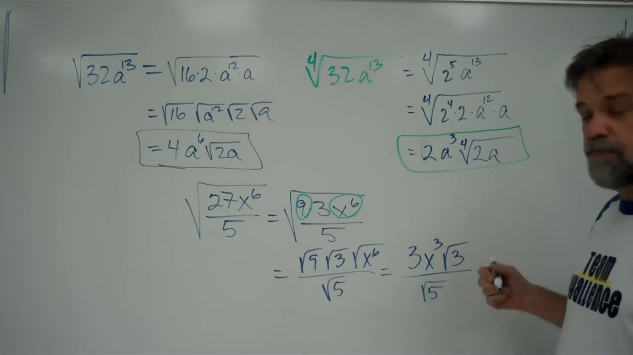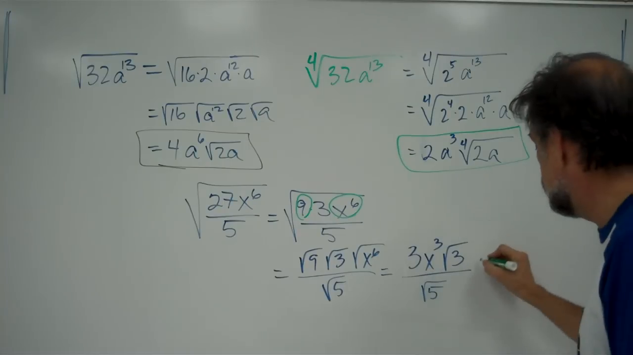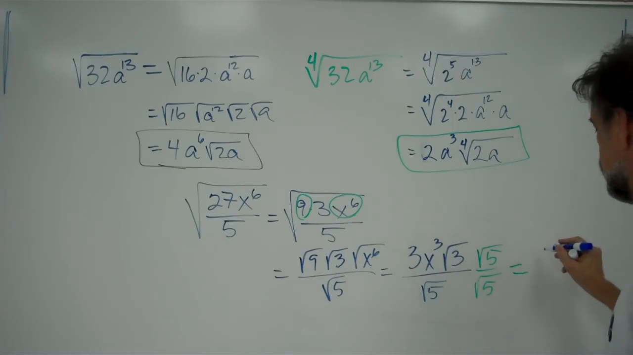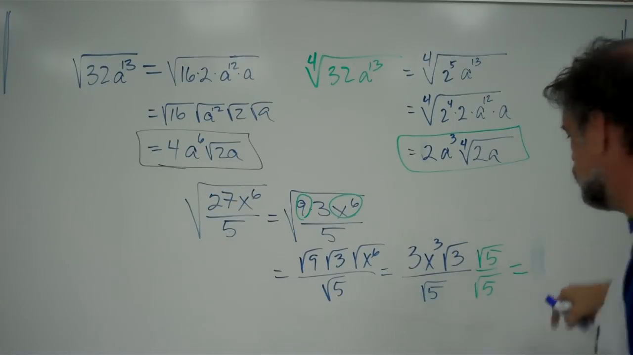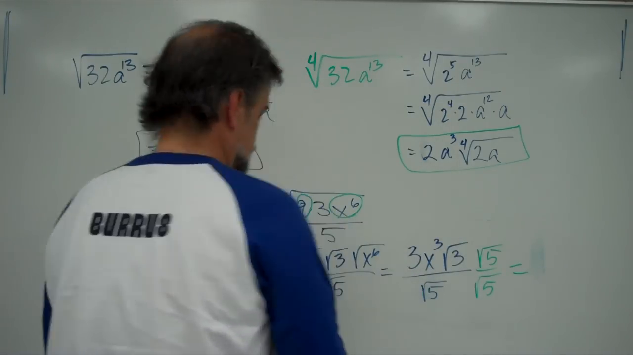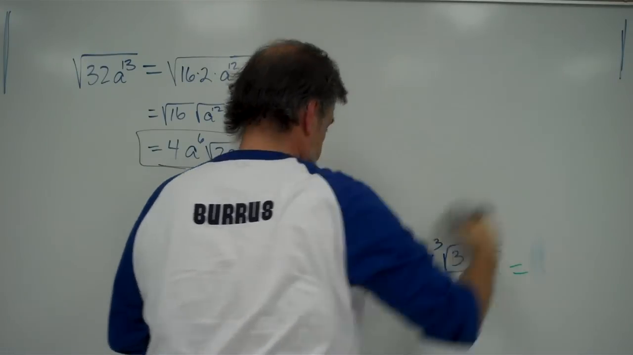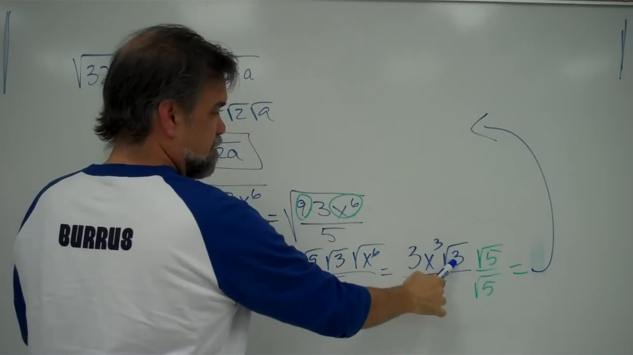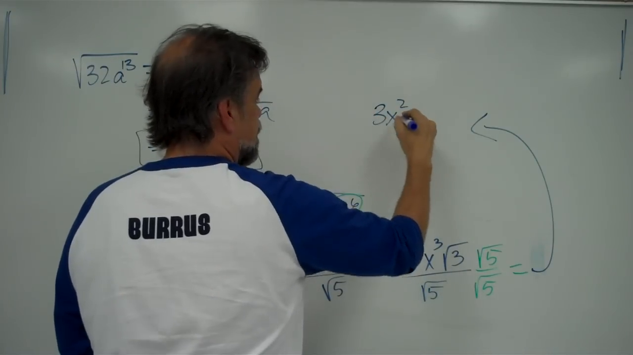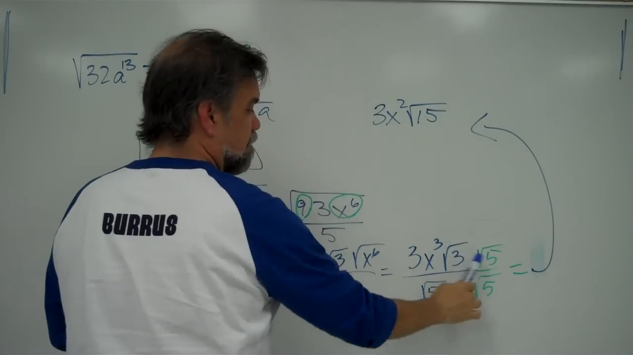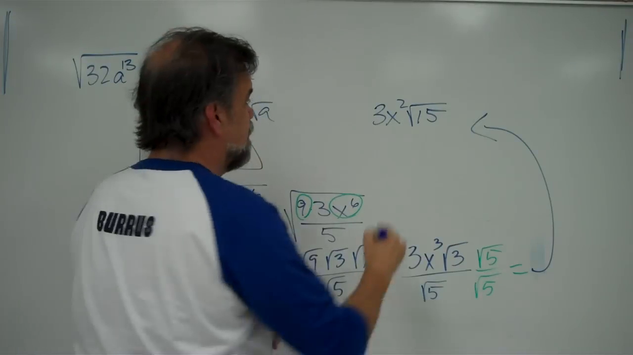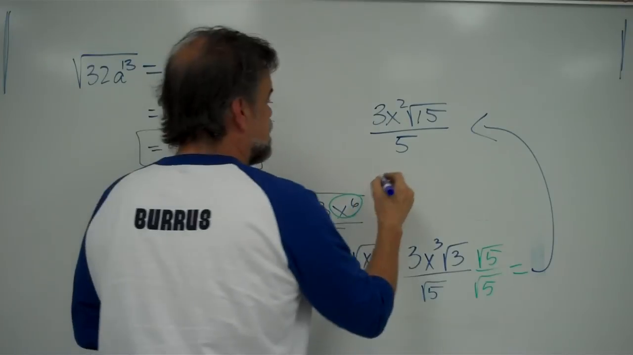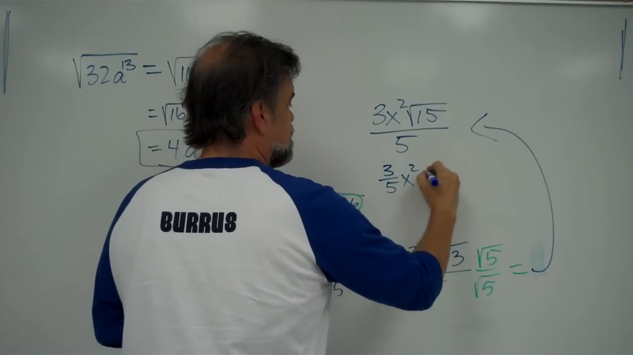What do I do? I multiply both numerator and denominator by that denominator. So this is going to be the square root of 5 over the square root of 5 here. And now what do I have? Let me write it up here. Let's see, 3x cubed times the square root of 3 times the square root of 5. That's 3x cubed times the square root of 15, 3 times 5, over square root of 5 times square root of 5, over 5. Got it. Done. If we wanted to, we could write 3/5 times x cubed times the square root of 15.